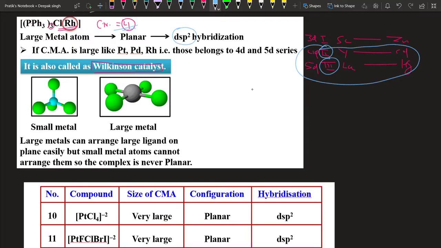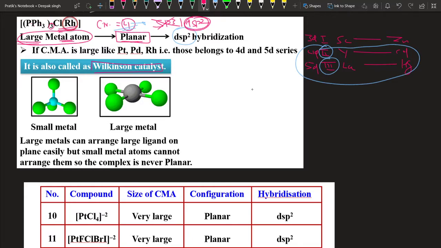dsp2. Now we all know that if the coordination number is 4, then the type of hybridization can be sp3 or it can be dsp2. But if the metal is from the lower transition series, student, then it is not sp3, it is dsp2. The reason behind this is the size of the metal. Since the metal is taken from the lower transition series, the metal is large.